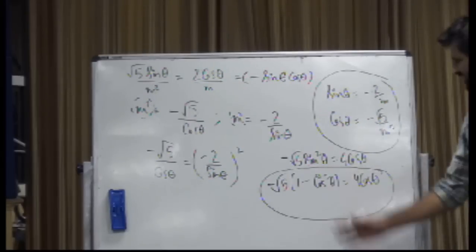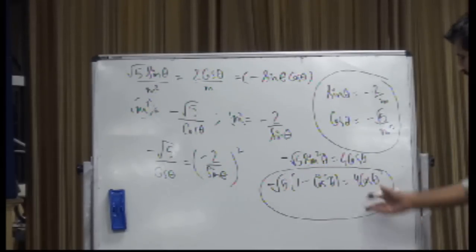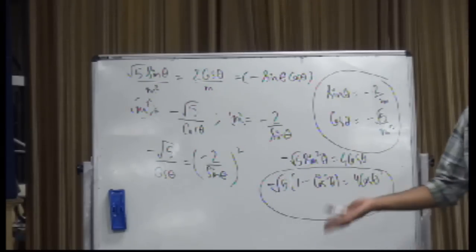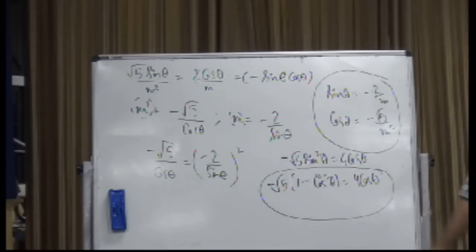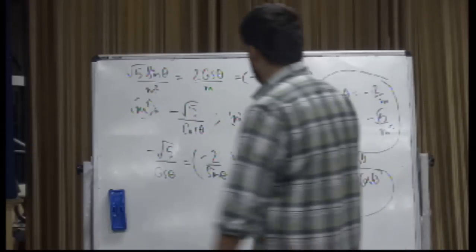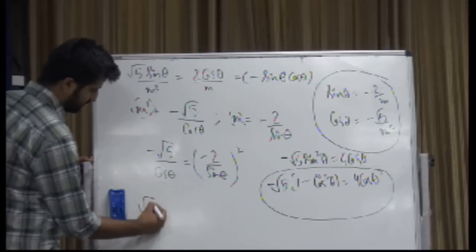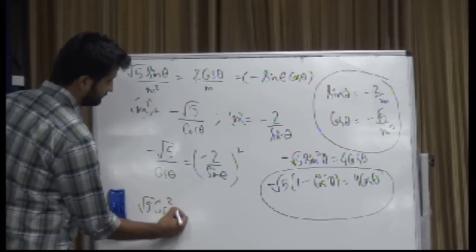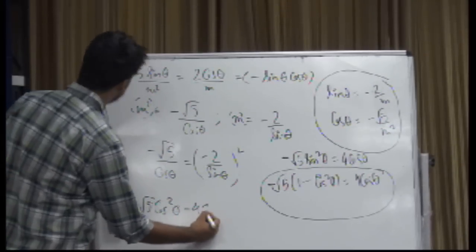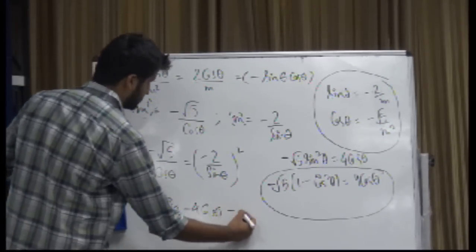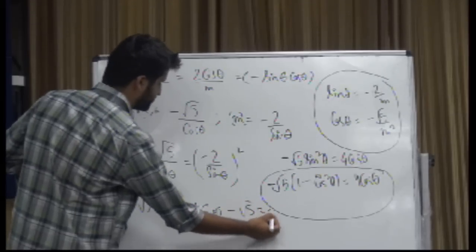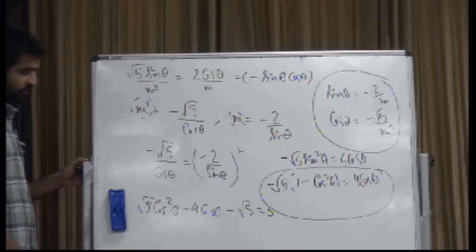Okay. Now you can do it. Quadratic equation, simple to solve. So just find the value of cos theta, that will give you the answer. You need to find the parameter, right? So root 5 cos square theta minus 4 cos theta minus root 5 is equal to 0. So what is the value of cos theta?